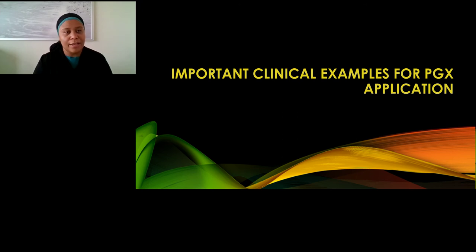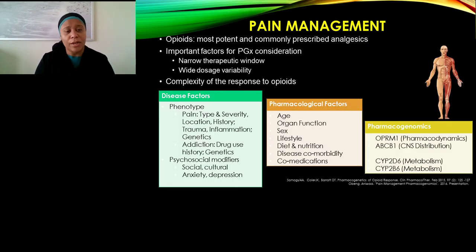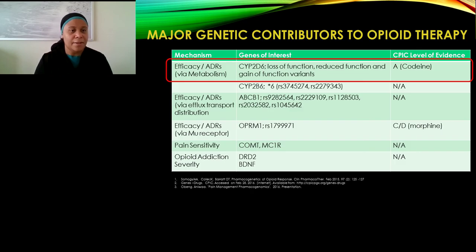So let's look real quick at examples of disease states that seem to have had an impact in community settings. One is pain management. No one's immune from pain. In the United States, we have a huge opioid epidemic. So pain management is key in terms of helping patients to be on the right medications right from the start. There are major genetic contributors to opioid therapy, and CYP2D6 is the most important enzyme to look at when we look at codeine, especially.